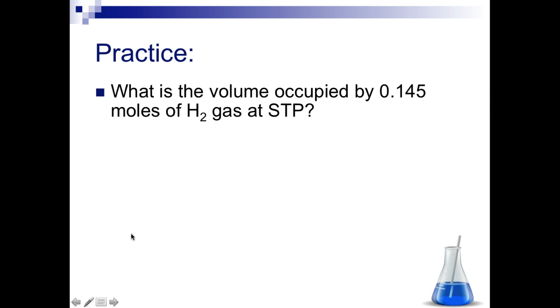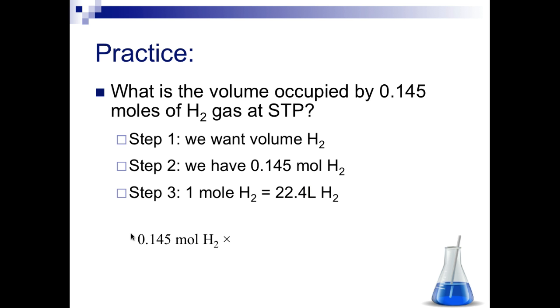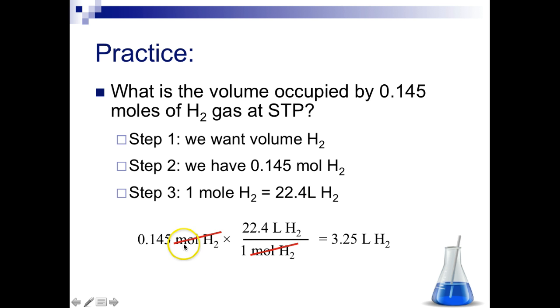So let's look at a practice. What is the volume occupied by 0.145 moles of H2 at STP? Pause the video, answer this on your own, and then unpause to check your answer. Great, welcome back. So you are given 0.145 moles of H2. You want your volume. You know that 1 mole of H2 is equal to 22.4 liters of H2, so we're going to set it up like we've been doing for the other examples, so that we start off with 0.145 moles times 22.4 liters over 1 mole. Moles are going to cancel. We're going to be left with 3.25 liters. This has 3 sig figs because 0.145 has 3 sig figs, so you know you're good.